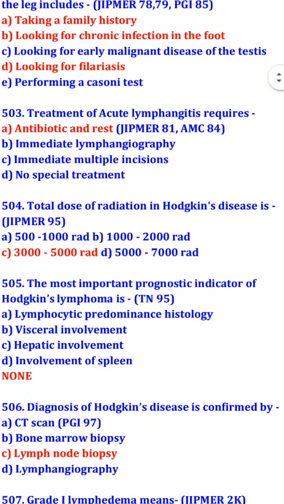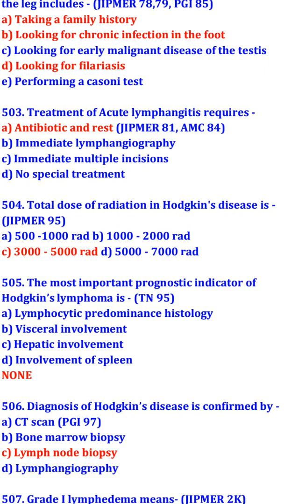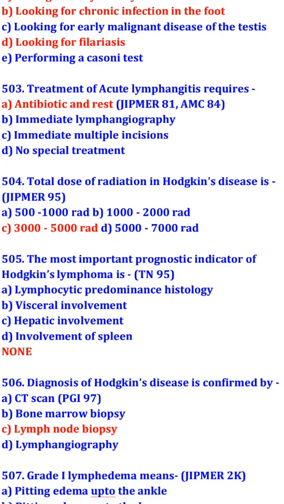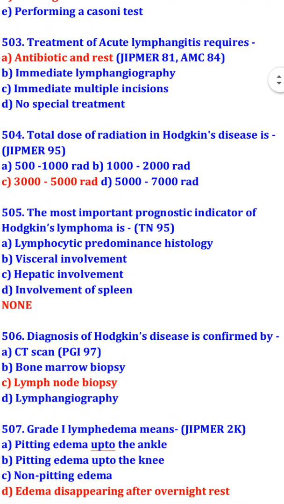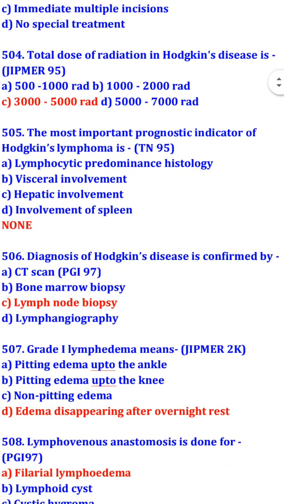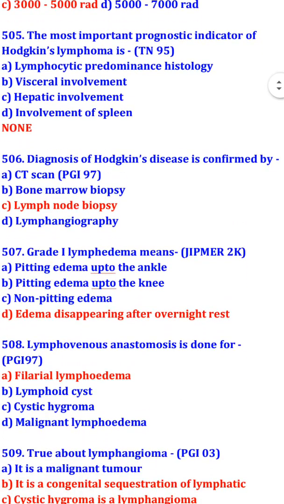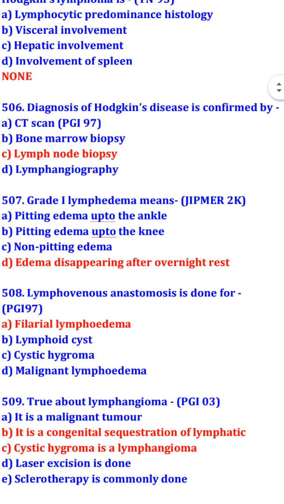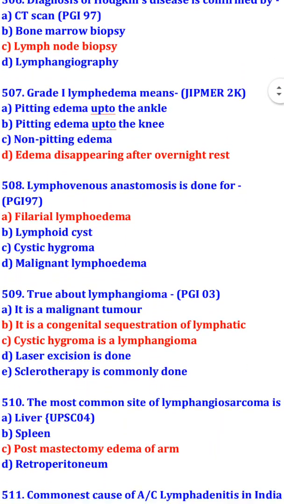Total dose of radiation in Hodgkin's disease is 3000 to 5000 radiations. The most important prognostic indicator in the Hodgkin's lymphoma is none of these. Diagnosis of Hodgkin's disease is confirmed by lymph node biopsy. Grade 1 lymphedema means edema disappearing after overnight rest. Lymphovenous anastomosis is done for filarial lymphedema.